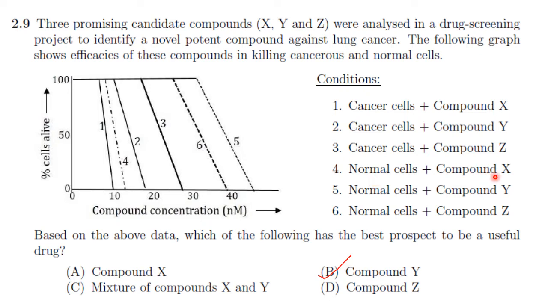But compound X has another defect, that is, it is killing the normal cells also, at a concentration of around 13 or 12. It is causing the death of the normal cells as well. Similarly, compound Y is also killing the normal cells, but at a higher concentration, around 45 nanomolar. Similarly, Z is killing the normal cells at a concentration of 40 nanomolar, that is line 6.